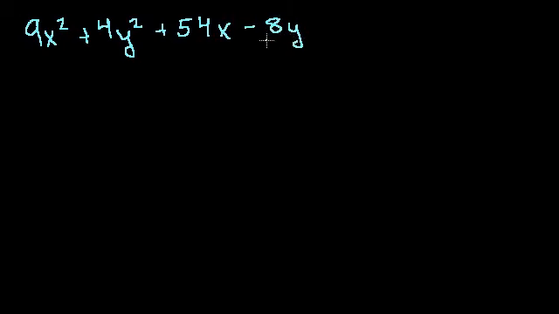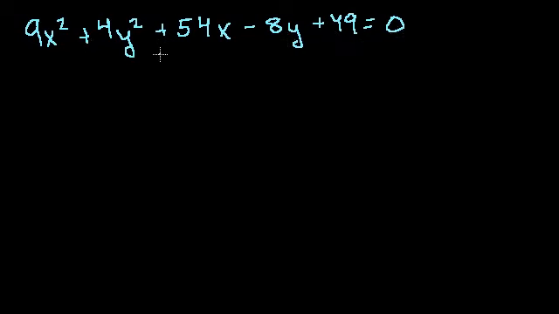So what I have here is 9x squared plus 4y squared plus 54x minus 8y plus 49 is equal to 0. And once again, who knows what this is? It's not in the standard form.